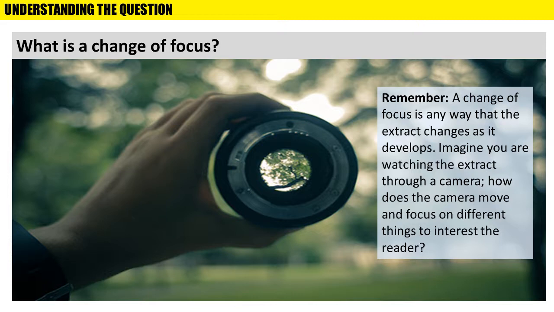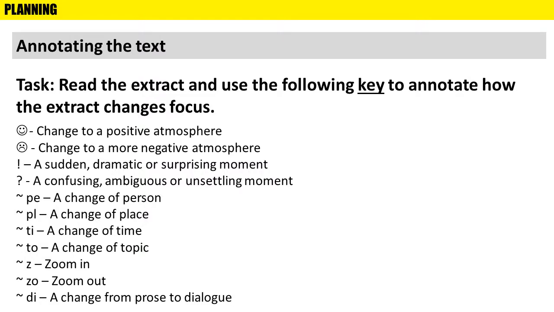To help us establish how the camera moves, we can use the following key. This key can be used really simply as you read the whole extract. As you read, you use the key in the margin to keep track of the focus and how the camera moves. Perhaps use one thing for each paragraph. This version of the key is quite long. You might want to shorten it to a few key things that you tend to find and pick up on if that helps. Now go back and read the extract from Great Expectations.